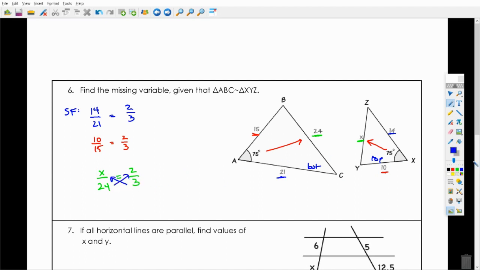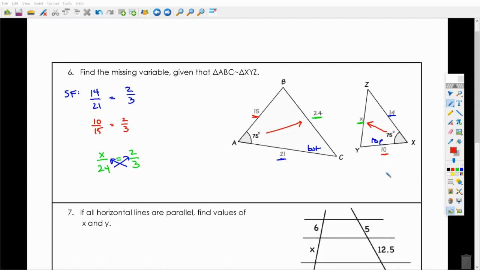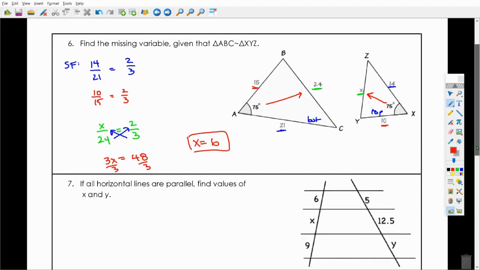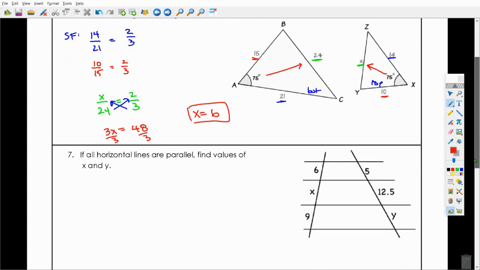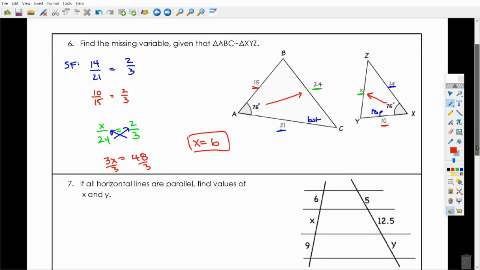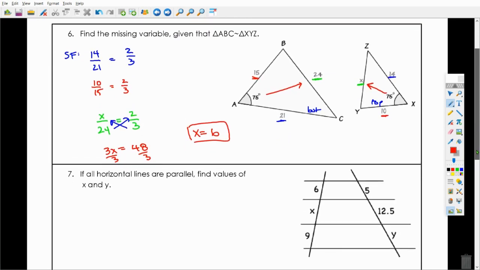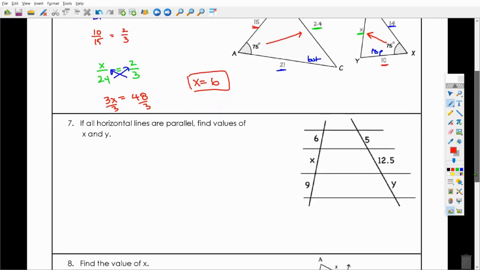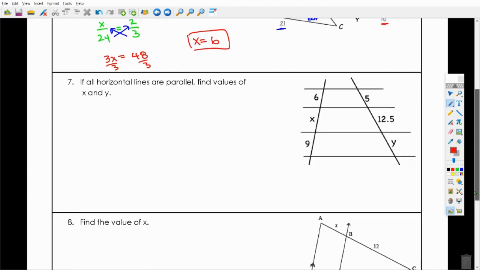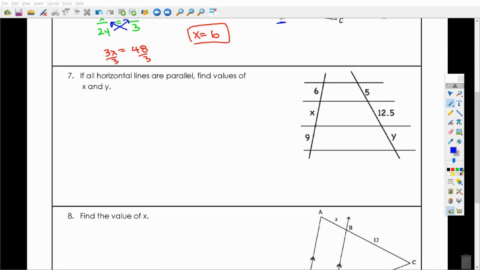And so you could cross multiply. It's a common theme this chapter. And so you get 3x equals 48. Divide by 3. X is equal to 6. Hold on. Wait, I made a mistake there. It's not 6 there. It's 16. So 16 there. I made a little error, but the process was right. I just did the calculation wrong.